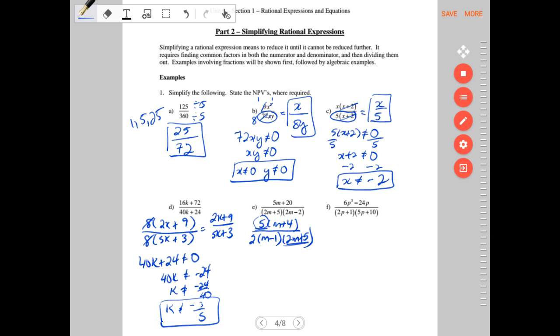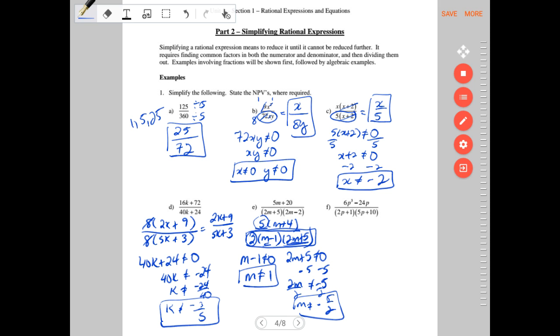Okay, so let's look at our denominator to find our NPVs. 2 doesn't matter because it's always going to be 2, so we only worry about ones with variables. So m minus 1 cannot be 0, or m cannot equal 1 if I add 1 to both sides. And 2m plus 5 cannot equal 0. So if I subtract 5 from both sides, I get 2m cannot equal negative 5, and then divide by 2. So m cannot be negative 5 halves, or negative 2.5 again. Okay?